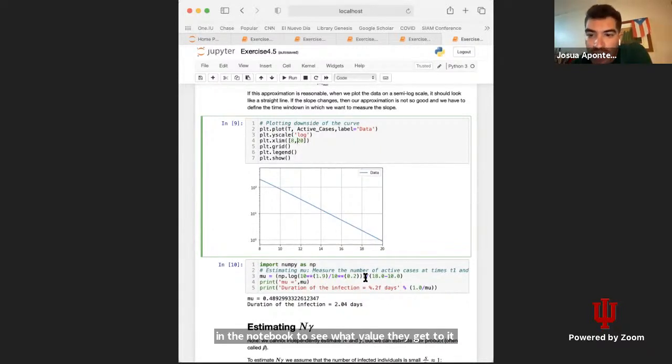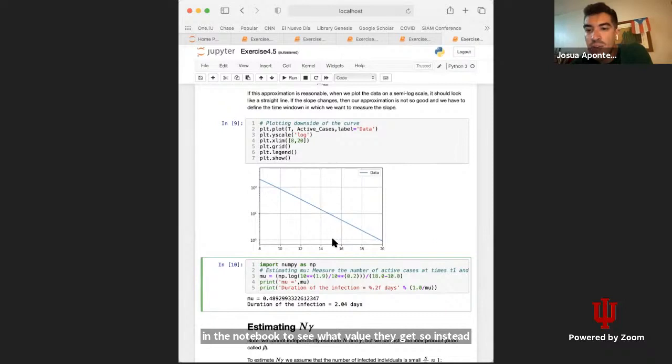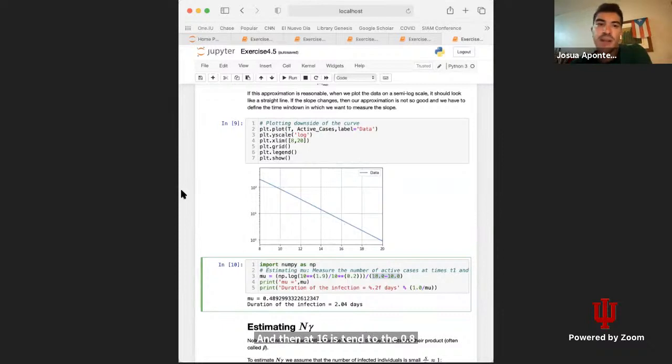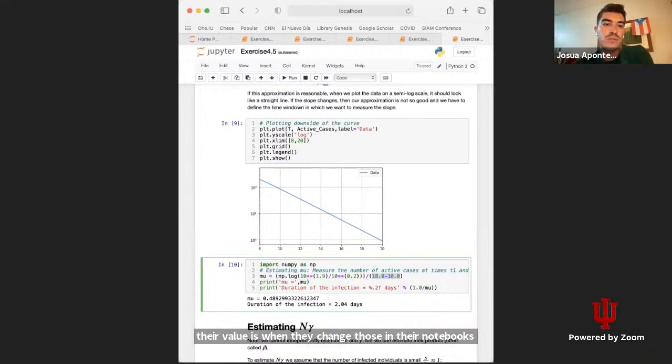So instead of 18 and 10, let's look at different times. So it's going to be 16 minus 12 down here. And then in the values, it's going to be 10 to the 1.3, and then at 16 is 10 to the 0.8. Can someone tell me what their value is when they change those in their notebooks? You can type it in the chat.